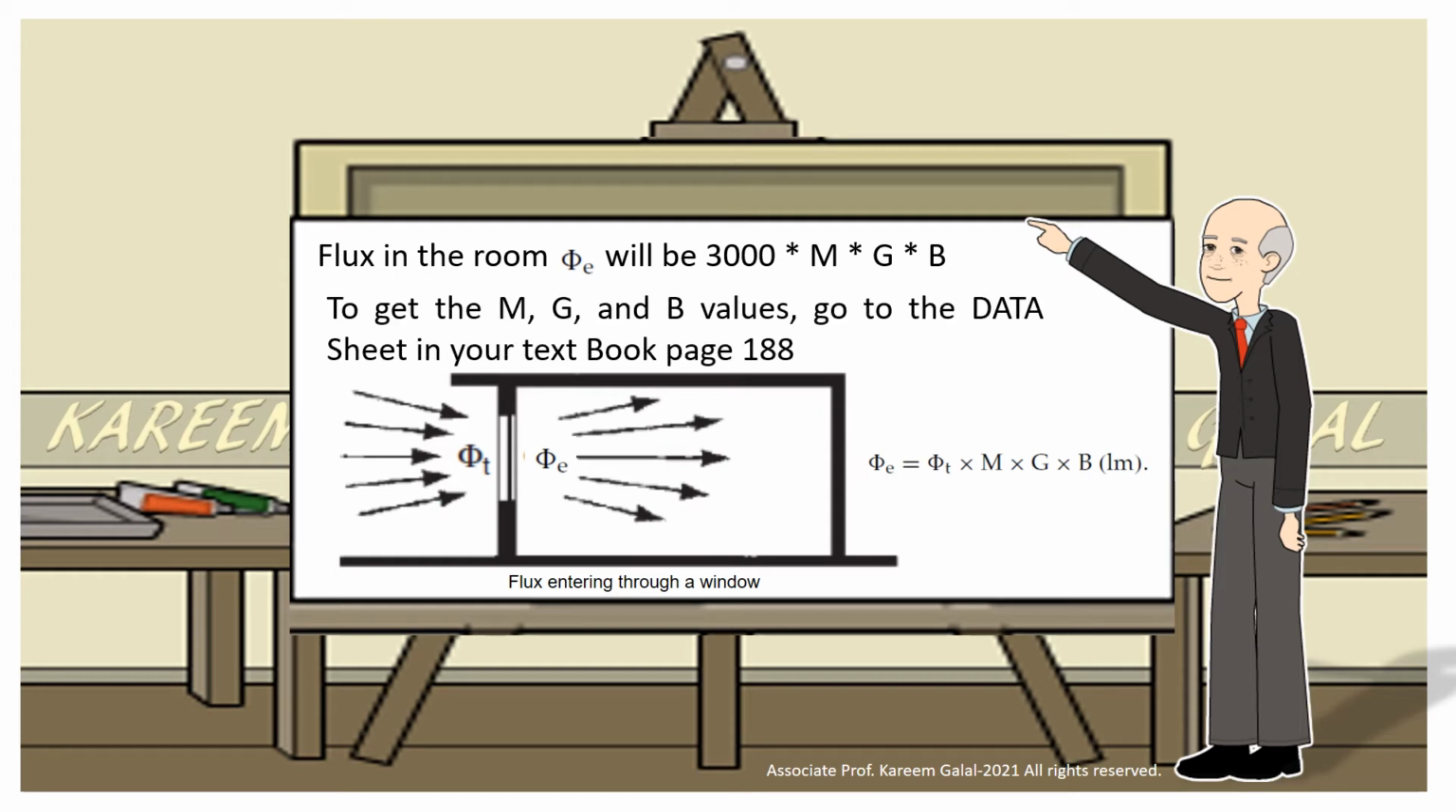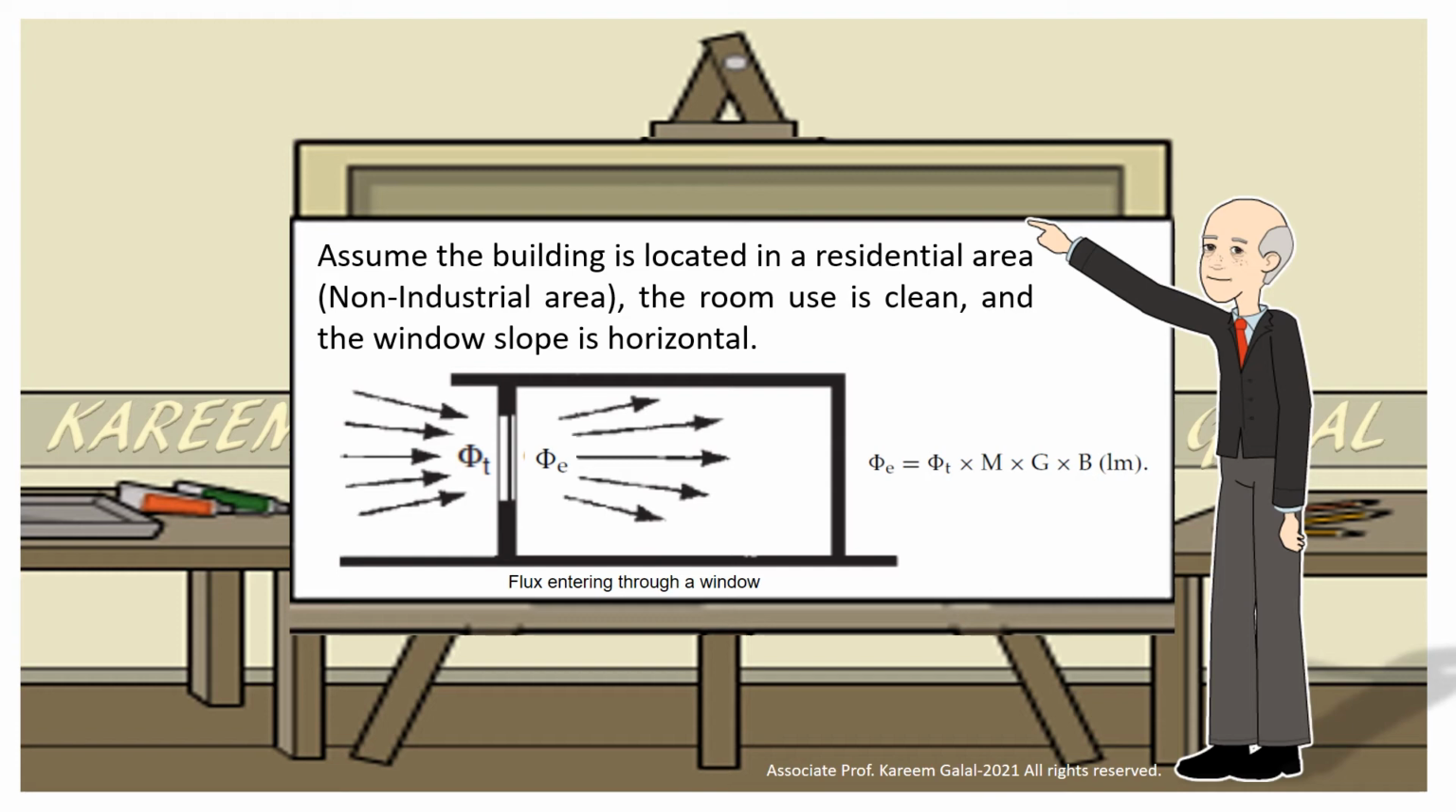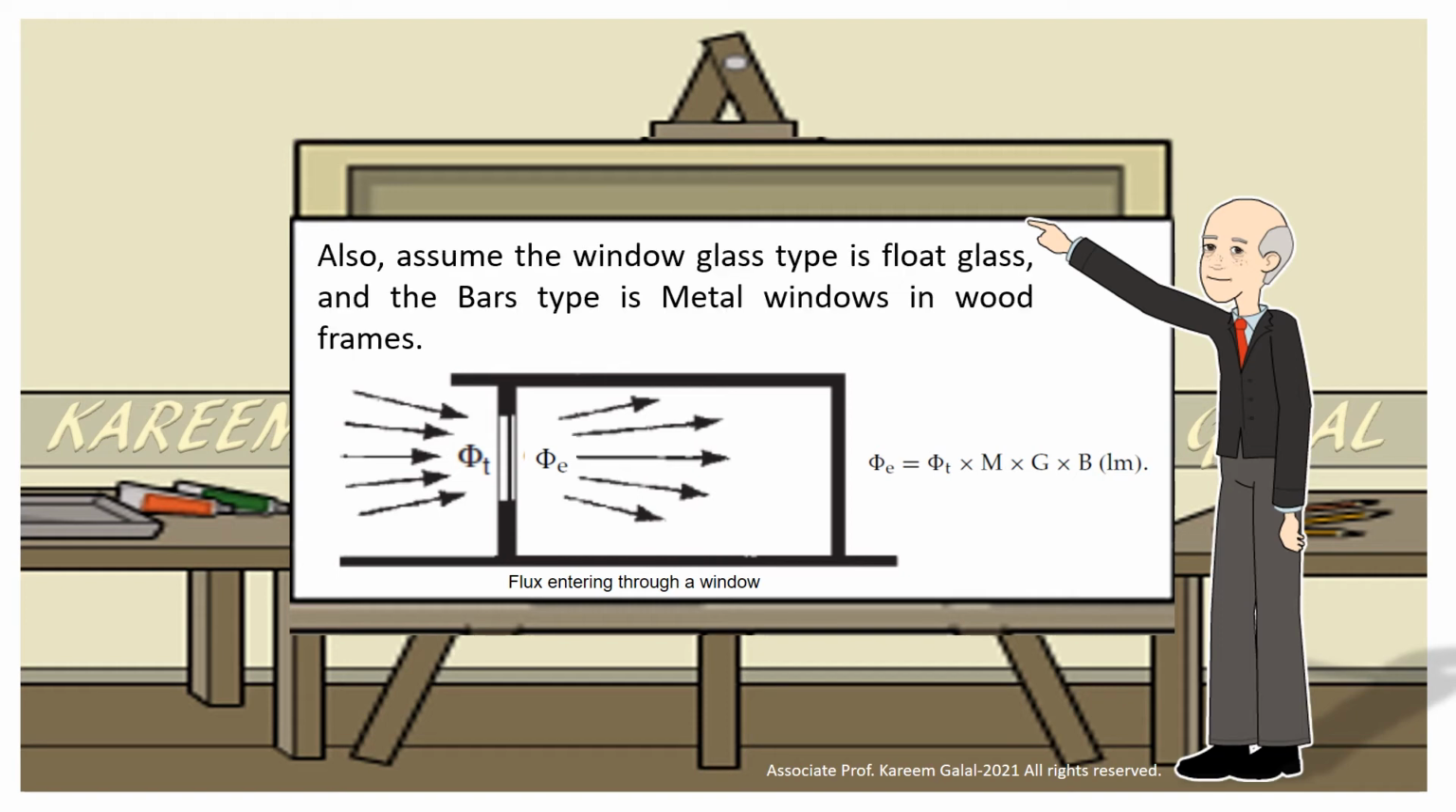To get the M, G, and B values, go to the data sheet in your textbook, page 188. Assume the building is located in a residential area, non-industrial area. The room uses clean, and the window slope is horizontal. Also, assume the window glass type is float glass, and the bars type is metal windows in wood frames.